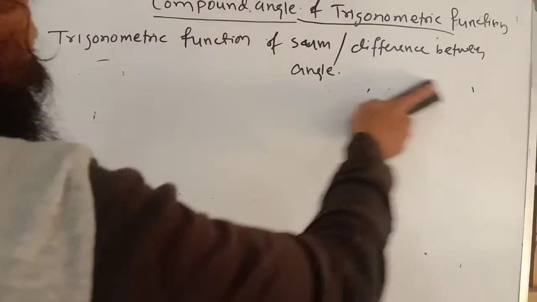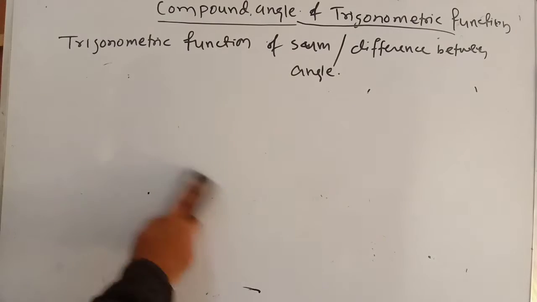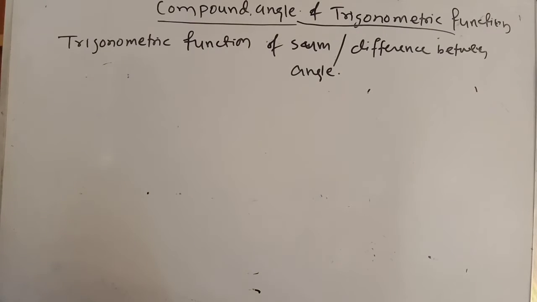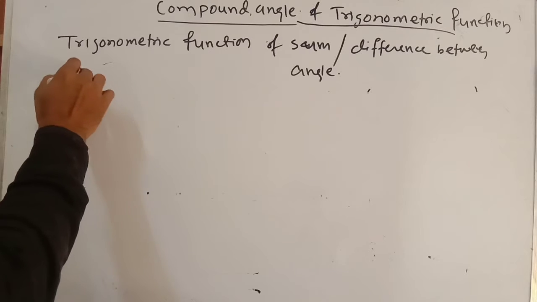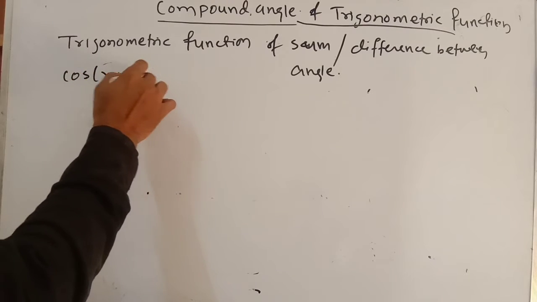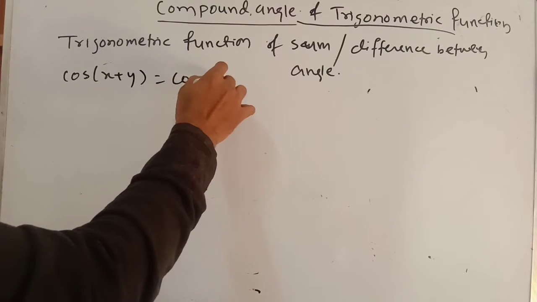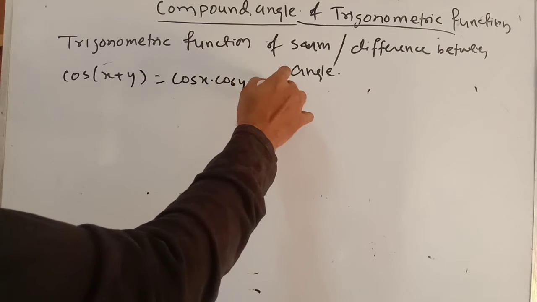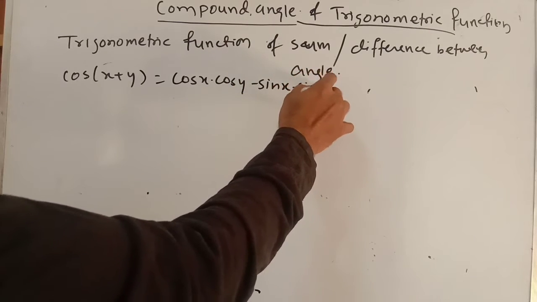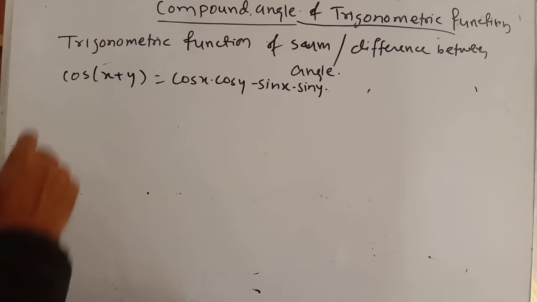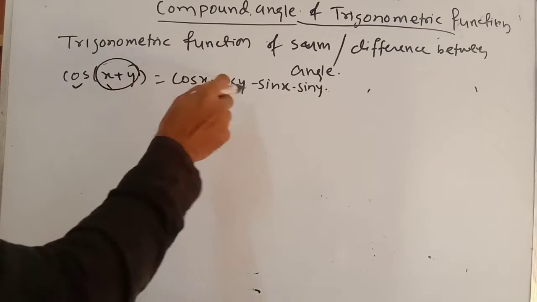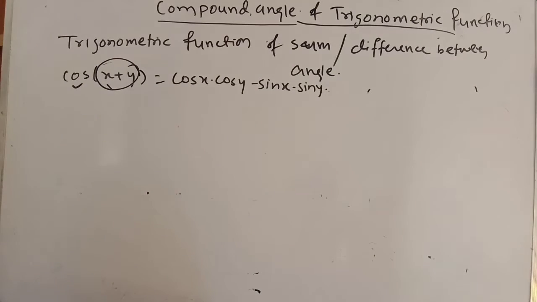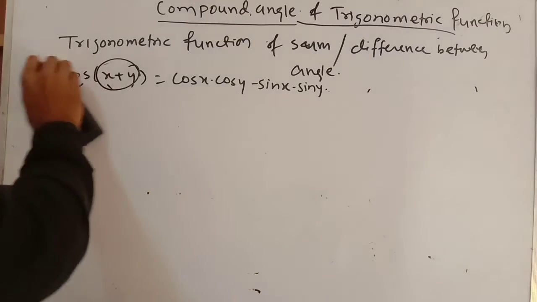So now let me start. First of all, we are going to prove cos x plus y equals cos x cos y minus sin x into sin y. Okay, so the trigonometric function of compound angles will give this. How? Let me start.